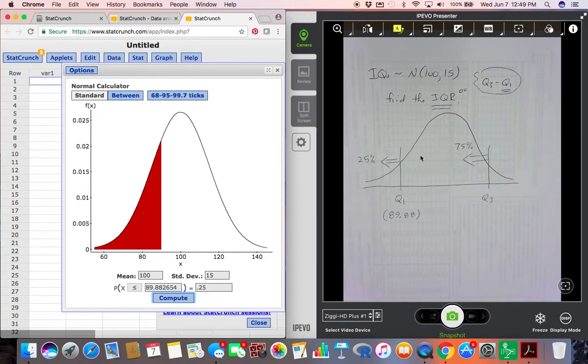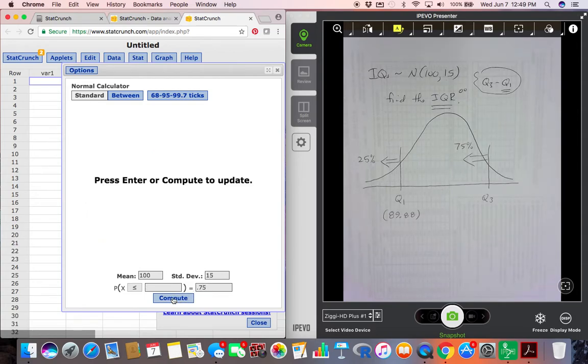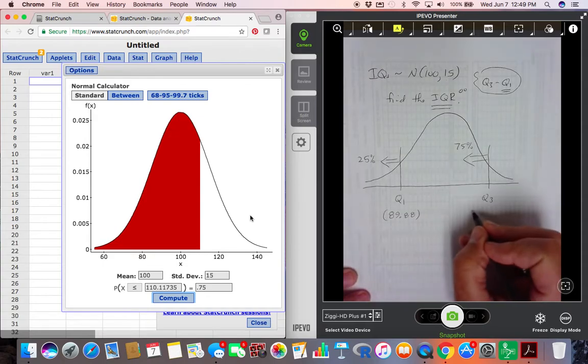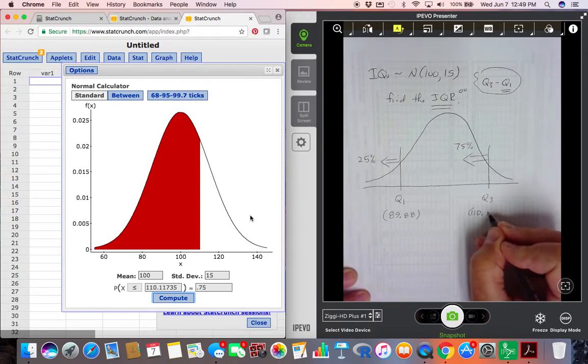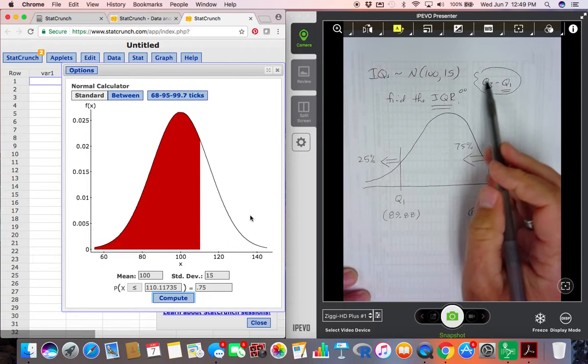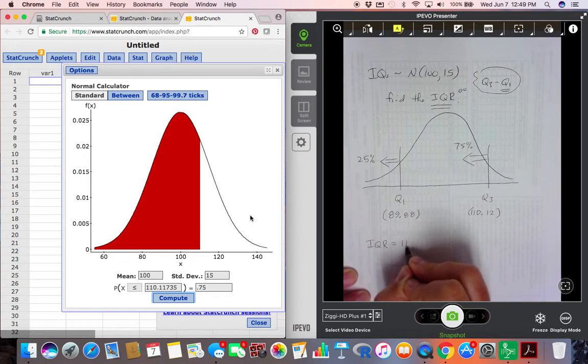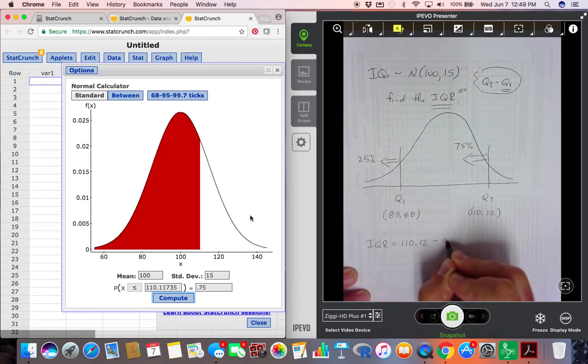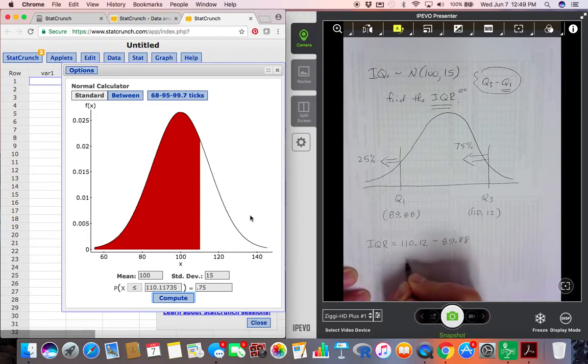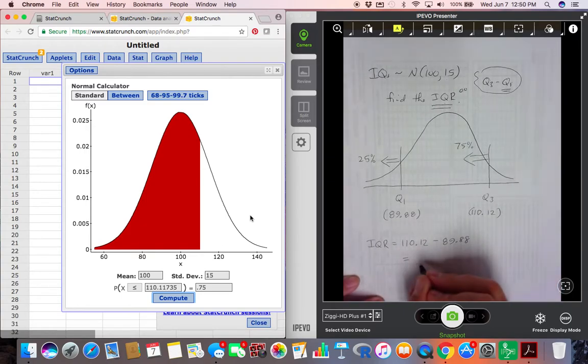Now, what does Q3 have to be? Well, Q3 has to be 75% below. So Q3 has to be 110.12. How do I find the IQR? Subtract. So the IQR is going to be 110.12 minus 89.88. I'm going to use my calculator here because I don't want to think that hard. So 20.24.